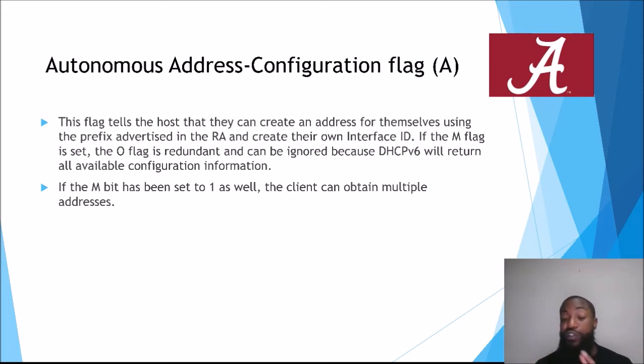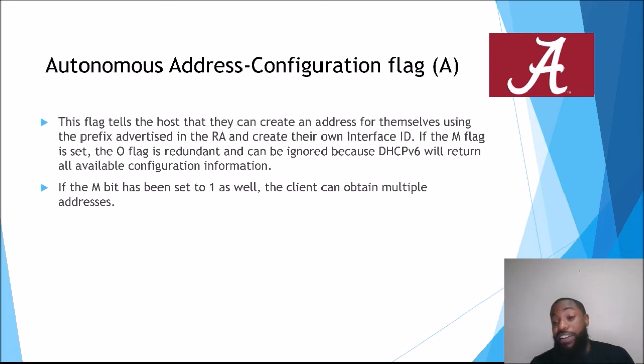That's basically him chopping up the MAC address and then creating the second part of an IPv6 address. That's EUI-64. So anyways, this flag tells the host they can create an address for themselves. So go ahead and use SLAAC, but here's the prefix, and then create their own interface ID, which is the second part, using EUI-64 or a randomly generated one. If the M flag is set, the O flag is redundant, just like we said.